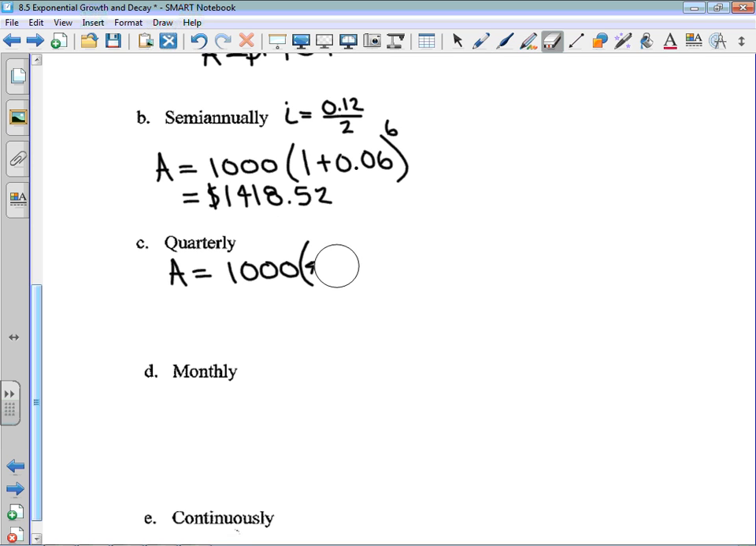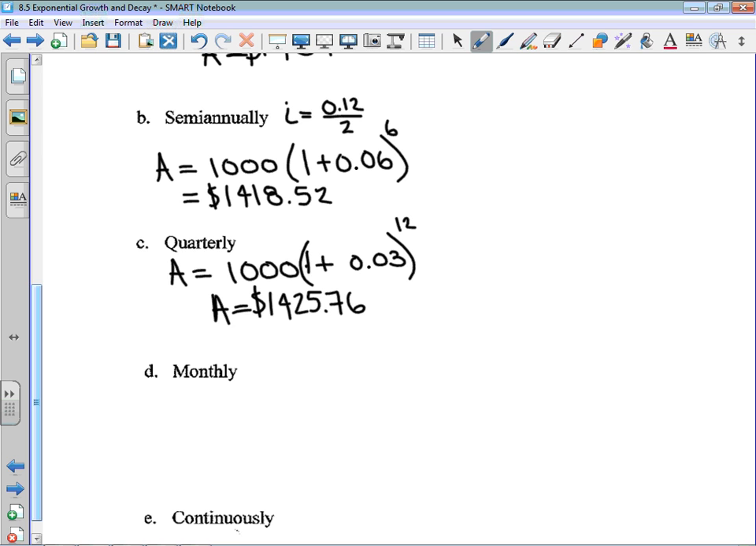Inside the bracket, we're going to have 1 plus 0.03. That's just 0.12 divided by 4. And we're going to have 12 compounds in the space of 3 years. And I get that the accumulated amount is even higher, 1425.76. Now, we're not talking about a great deal higher, but we're not talking about a lot of money either. Try to imagine investing $10,000. And then the difference in these is more significant as we go.